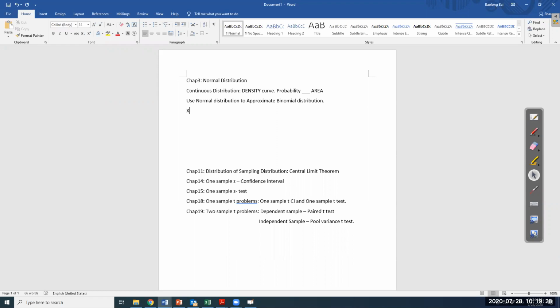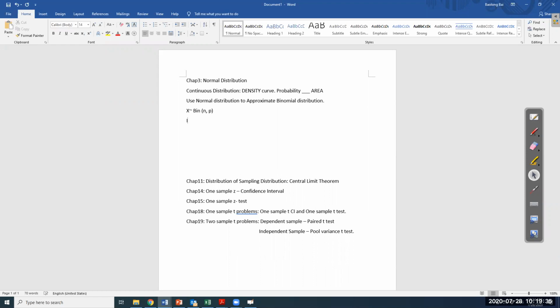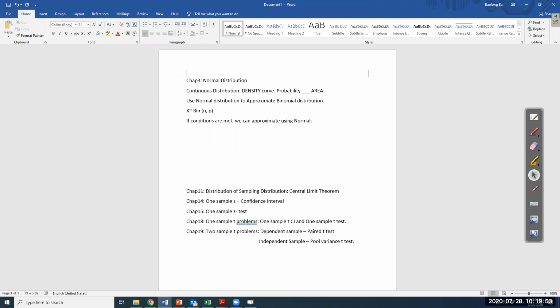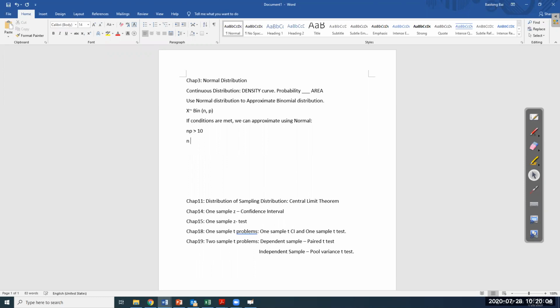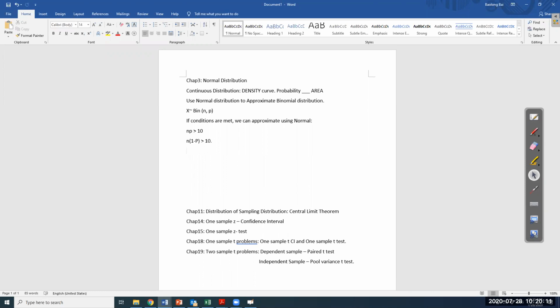So for any binomial distribution with parameters n and p, if the conditions are met, we can do the approximation using normal. So what are the conditions? There are two conditions. One is n times p is greater than 10. And the other is n times 1 minus p is greater than 10. So if you have a binomial distribution, n and p are provided, check if those two conditions are good. If they're good, then we can use normal approximation, right?